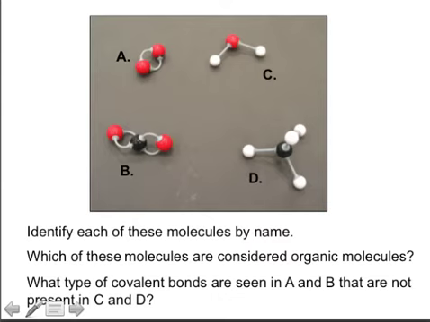So which of these molecules is considered an organic molecule? That's D. What kind of covalent bonds are seen in A and B and are not present in C and D? And the answer is double covalent bonds.